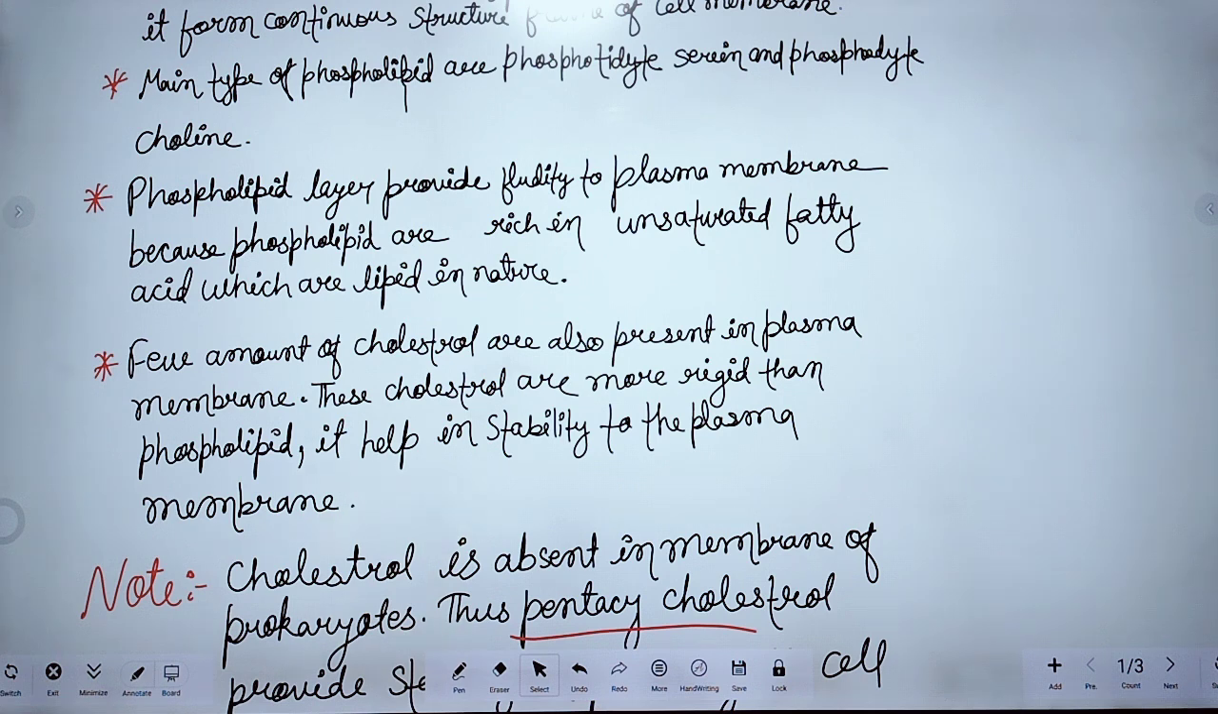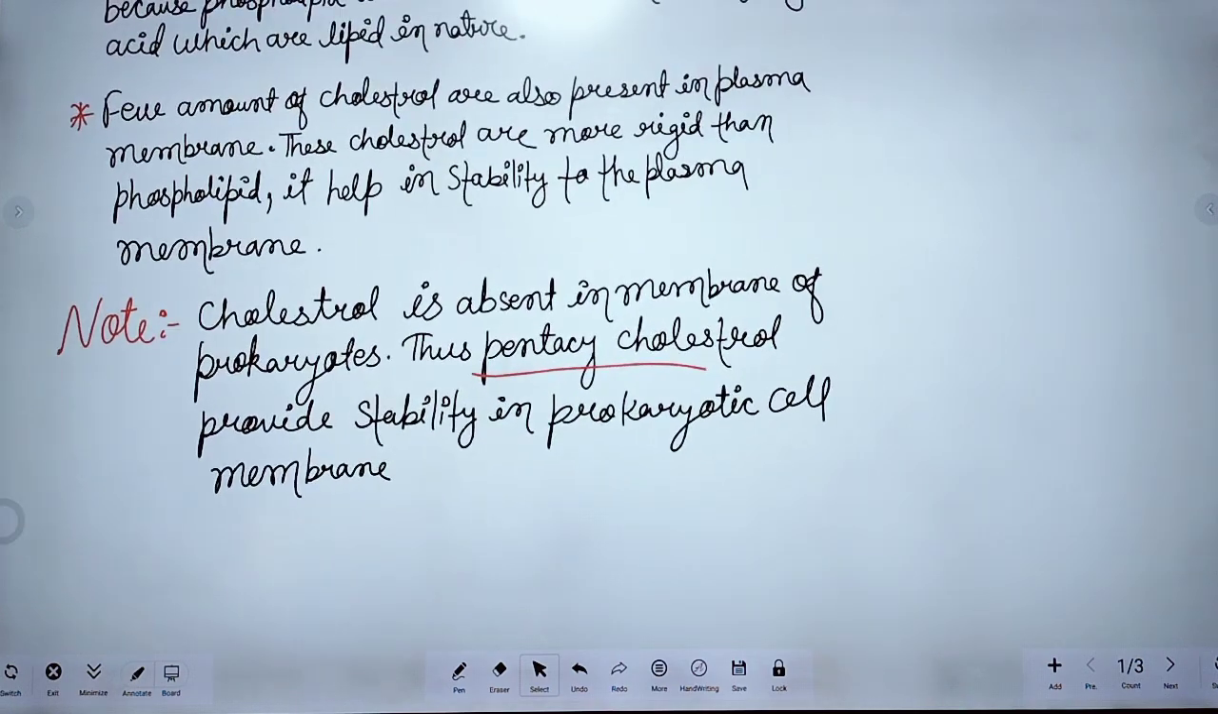After that, a few amounts of cholesterol are present in the plasma membrane, because with the help of cholesterol the plasma membrane maintains its stability. But the point is that in prokaryotic cells cholesterol is absent, so it is mandatory that cholesterol is present to help provide stability to the cell membrane.